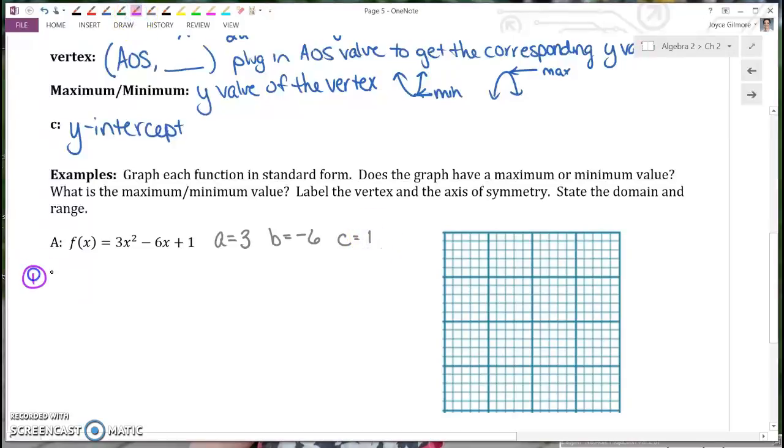Our first step then is to find our axis of symmetry. And I'm going to try to say x equals opposite of b over 2a as many times as possible to get it stuck in your brain. X equals the opposite of b over 2a.